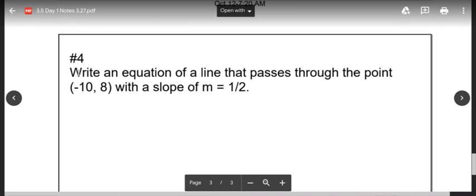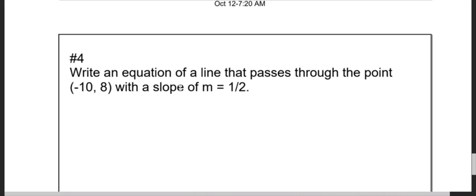It says, write an equation of a line that passes through the point negative 10, 8 with a slope of m equals 1/2. All right, so we have a point and we have the slope. So we're going to use point-slope form, which is y minus y1 equals m times x minus x1. We can plug in our y1, which is 8. That will give us y minus 8. We can plug in our 1/2 for m.